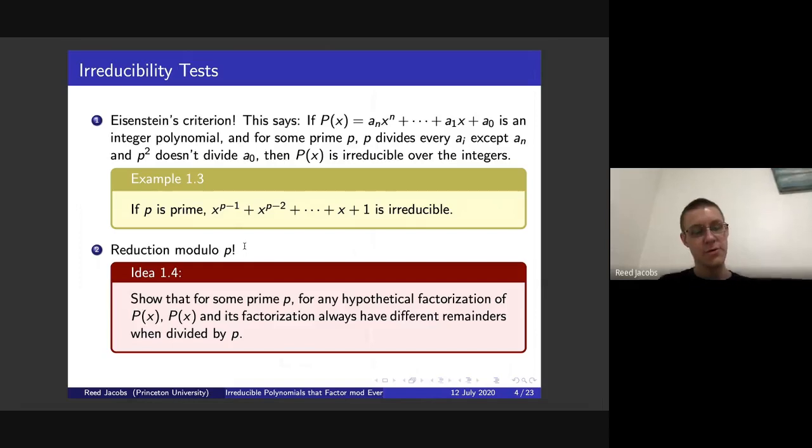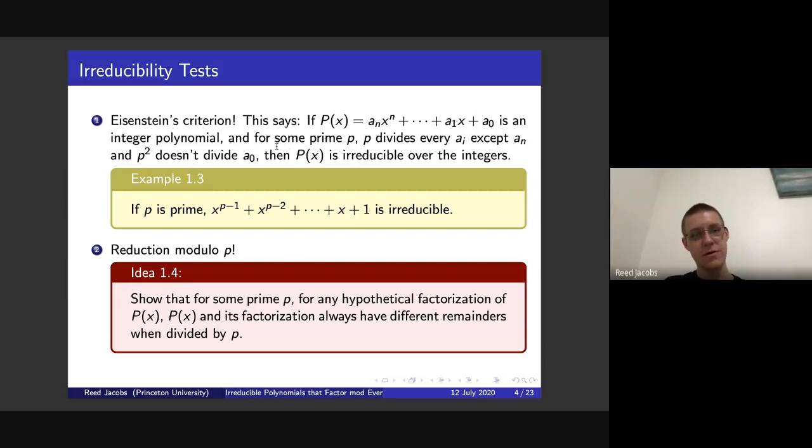Another way to prove polynomials are irreducible is to reduce them modulo p for p prime. What this does is show that for some prime p, for any hypothetical factorization of p of x, the factors could never possibly have the same remainder when you divide them by p.